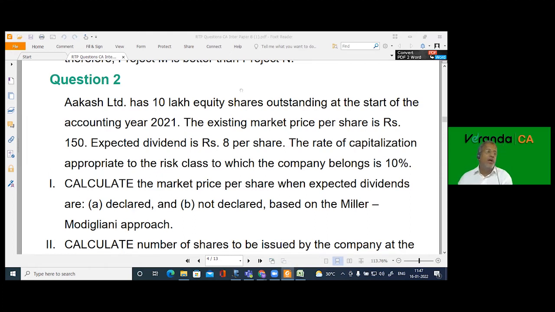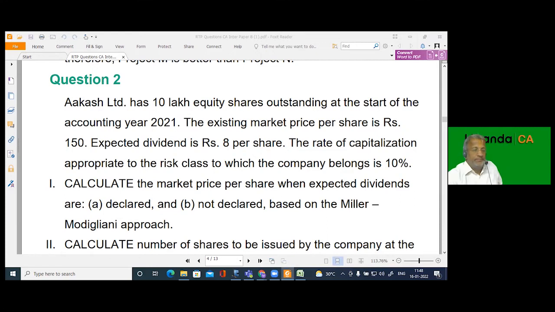Akash has 10 lakh equity shares outstanding at the start of the accounting year 2021. The existing market price is 150, the expected dividend is 8. The rate of capitalization appropriate to the risk class to which the company belongs is 10%. Calculate the market price per share, then when the expected dividend is declared or not declared, based on the approach.